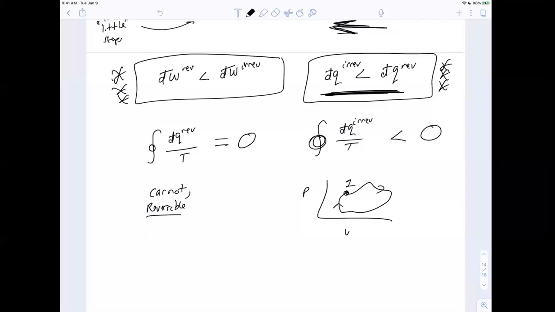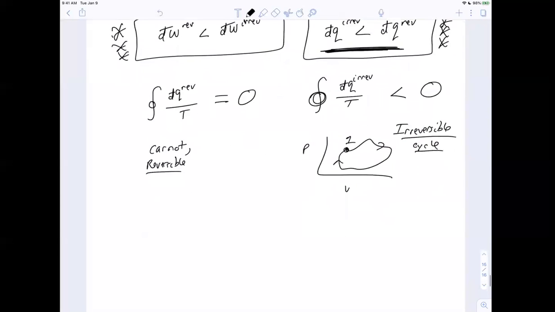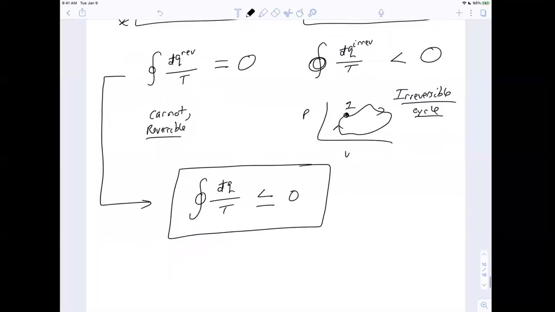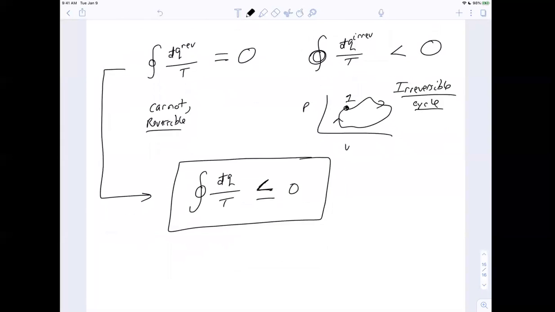Back to 1. So this is irreversible. Okay, irreversible cycle. We can combine these two together into one inequality. And that inequality is the integral of dq over T is less than or equal to 0. Okay, and so this is called the Clausius inequality.